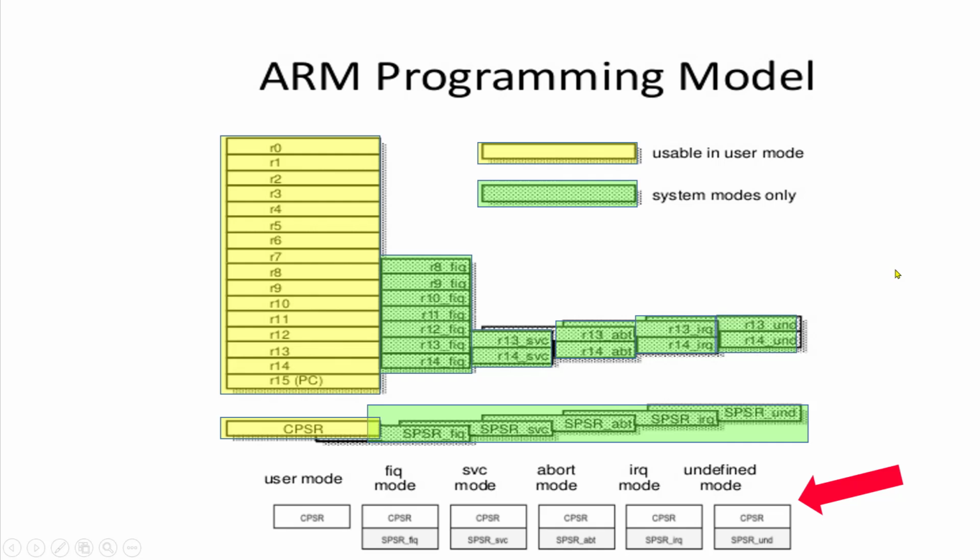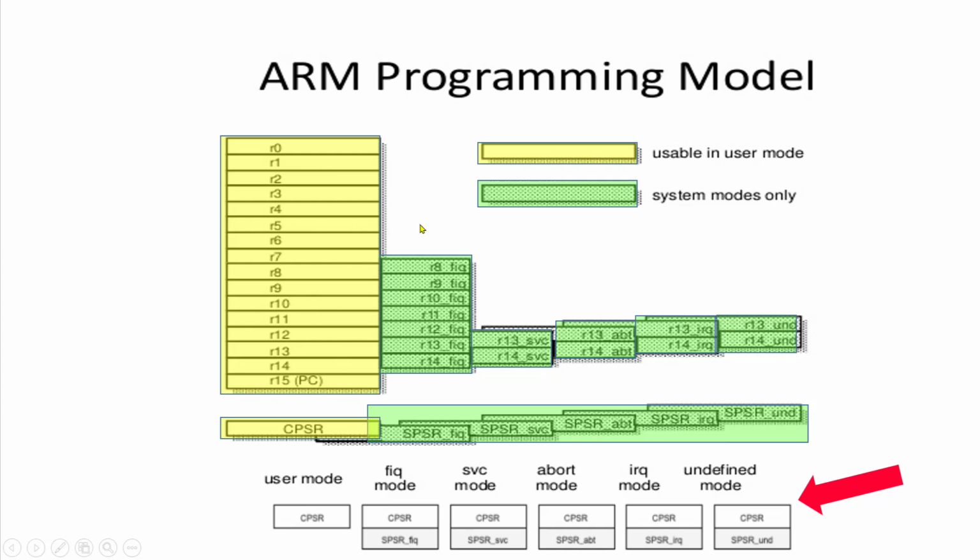So one thing to note down here, you can see in user mode, only the CPSR will be used. Okay, only the CPSR will be used in the user mode. When it comes to this fast interrupt request mode, the CPSR will be used. Also, this SPSR_FIQ, this saved program status register will also be used. Okay, see this abort mode. In abort mode also, the same CPSR will be used. Along with that, one SPSR will be used. Corresponding SPSR for the abort mode will be used here.